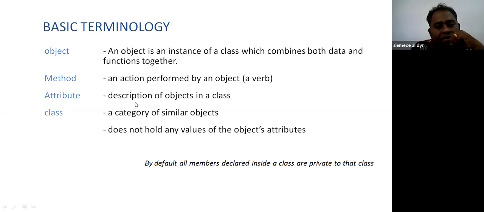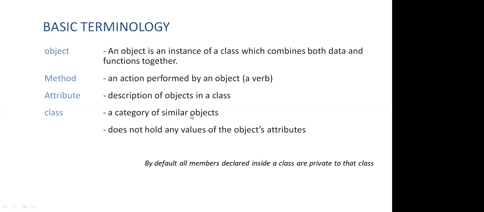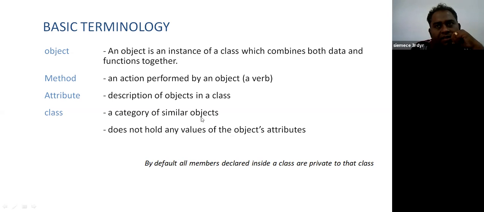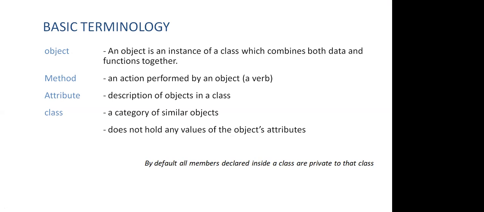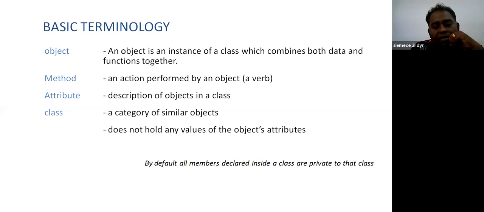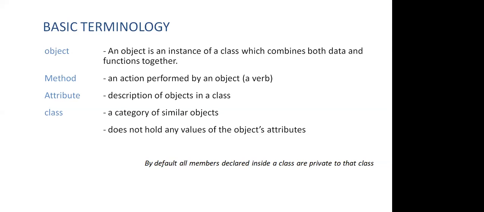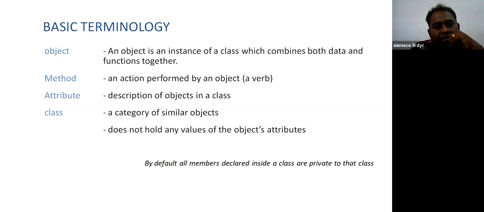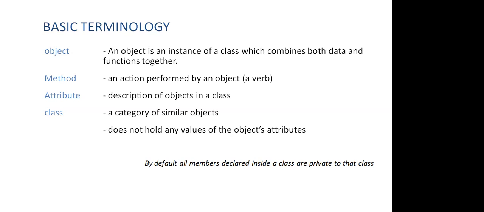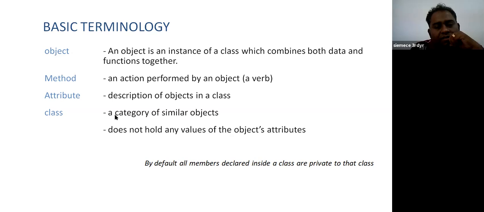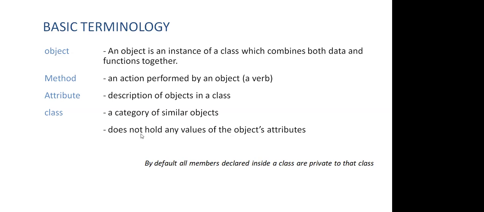Attributes means the description of the object in a class. And what is a class? A category of similar objects. Like this object student, so student may be a class. Like car may be a class.